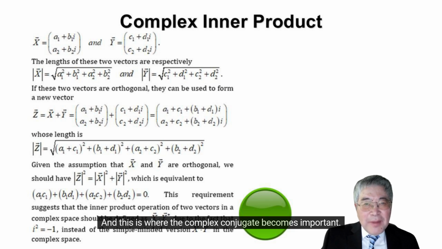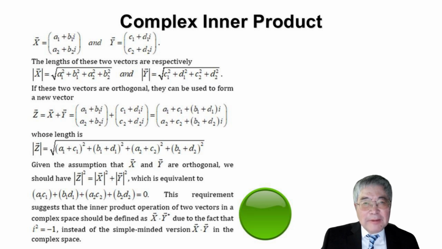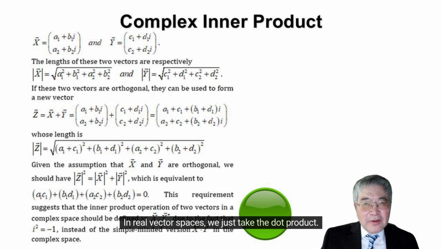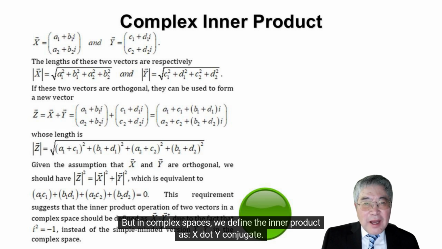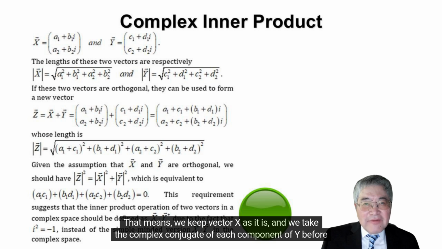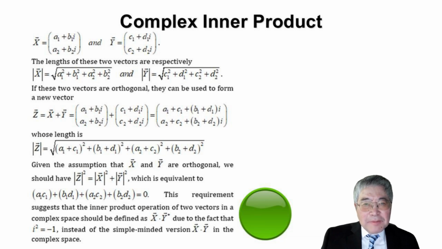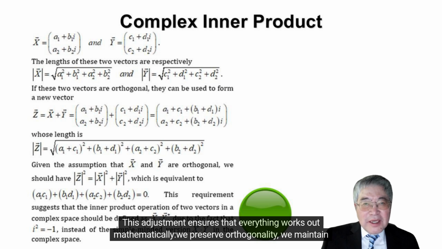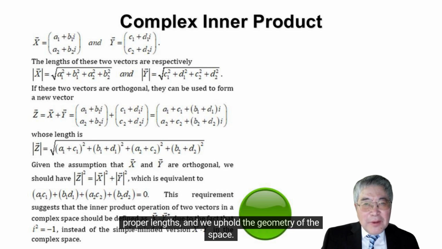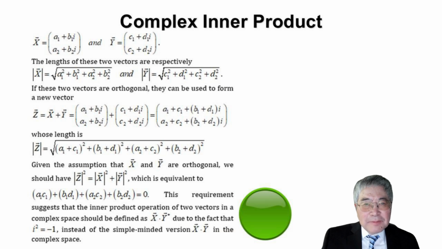And this is where the complex conjugate becomes important. In real vector spaces, we just take the dot product. But in complex spaces, we define the inner product as x dot y conjugate. That means we keep vector x as it is, and we take the complex conjugate of each component of y before multiplying. This adjustment ensures that everything works out mathematically. We preserve orthogonality, we maintain proper lengths, and we uphold the geometry of the space.